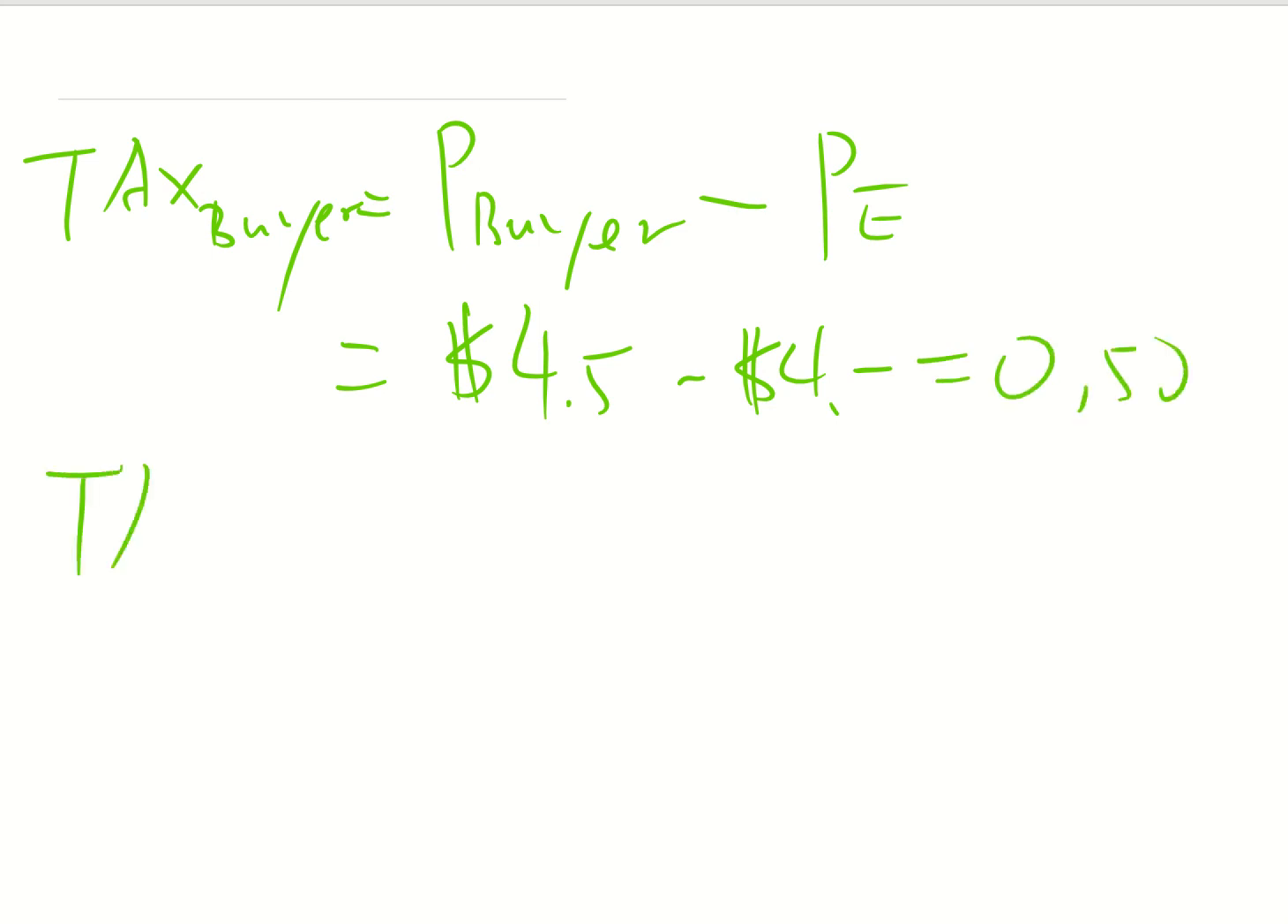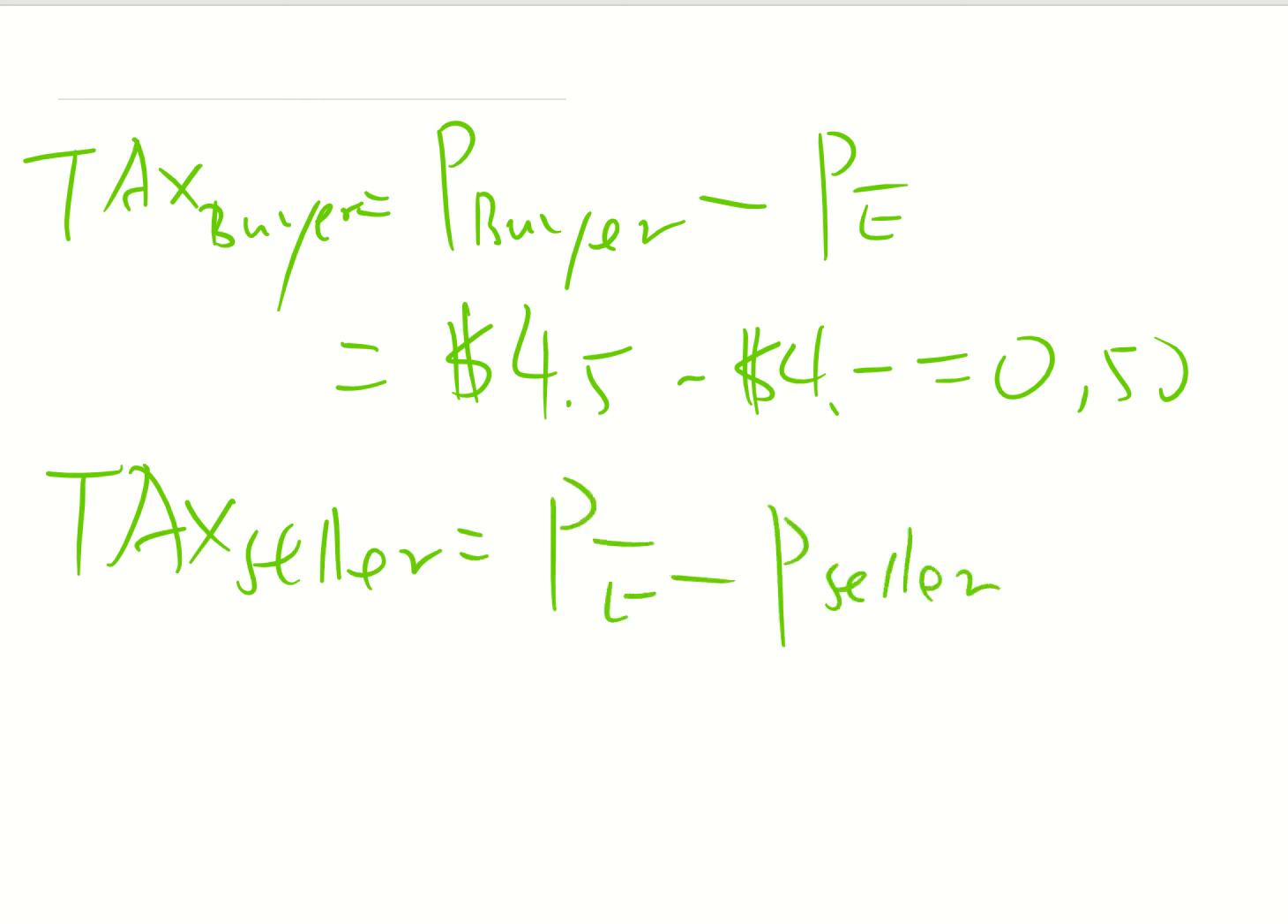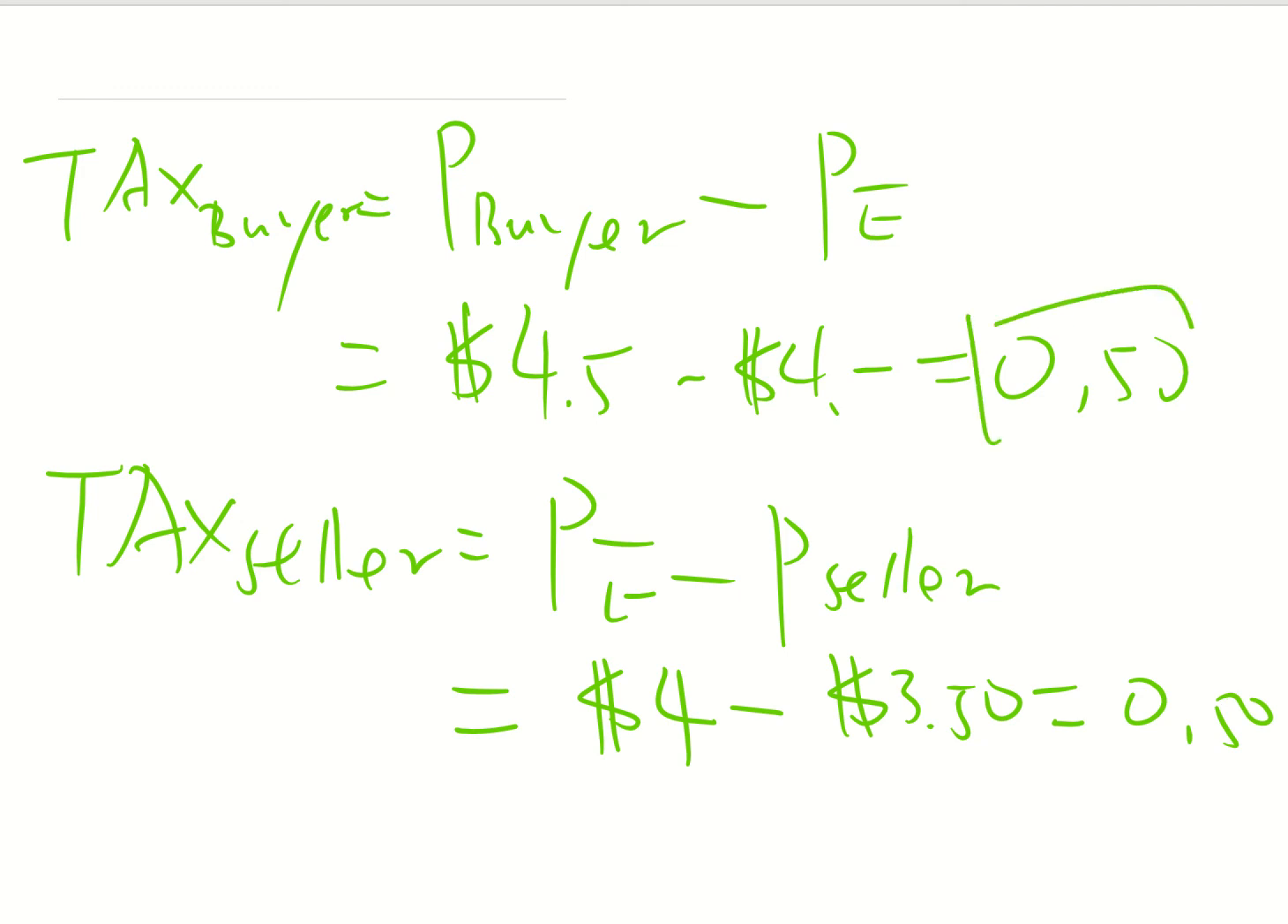And then the tax on the seller will be the equilibrium price minus the seller price. So that's how much the seller was receiving before. So before tax, they're getting $4 for every transaction. But now the seller price is only $3.50. They're getting $3.50 for every transaction. So they're giving up 50 cents. So the buyer paid a 50 cents tax, and the seller paid a 50 cents tax. That's called tax incidence.